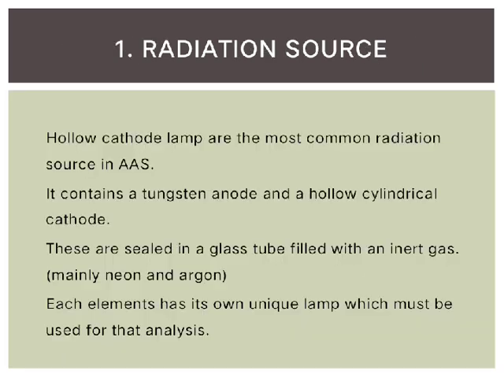First we will see the radiation source. Hollow cathode lamps are the most common radiation source in atomic absorption spectroscopy. It contains a tungsten anode and a hollow cylindrical cathode. These are sealed in a glass tube filled with an inert gas. Each element has its own unique lamp which must be used for analysis.